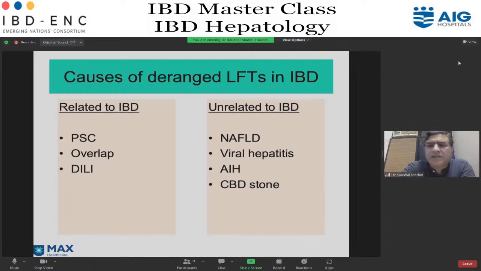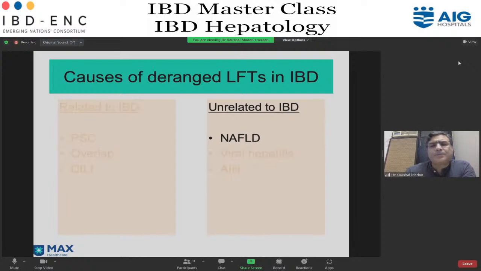These may be related to the IBD per se, for example, PSC, overlap syndrome, or drug-induced liver injury. Unrelated to IBD, for example, non-alcoholic fatty liver disease, chronic viral hepatitis, autoimmune hepatitis, or CBD stones. You just heard Dr. Anil Arora also during the last part of his talk talking about these things. So I think now the tables have turned.